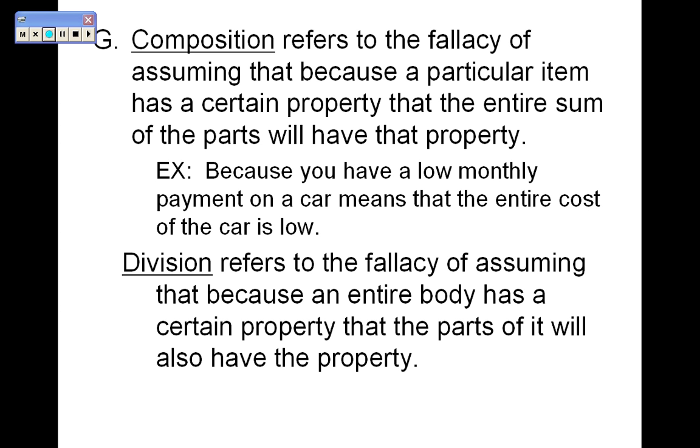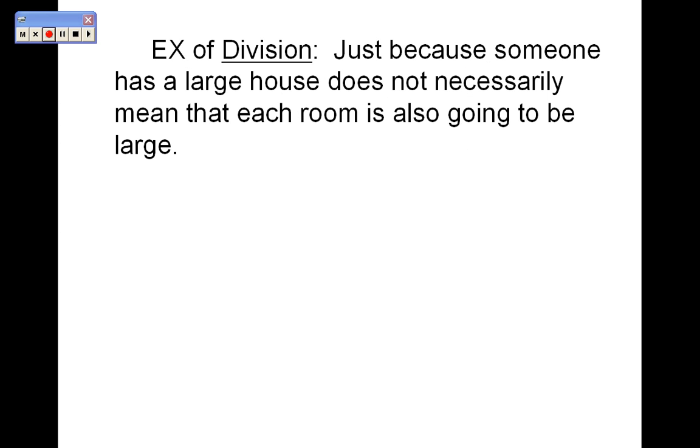Division is then the opposite of that. If a whole big thing has a certain property, the individual parts that make it up don't necessarily have that. Like a large house. If somebody has a large house, does that necessarily mean that each room is going to be large? No, there might be a small room here or whatever. But the idea is that this whole big thing has this property, and therefore everything that's part of it will too. That's not necessarily true.